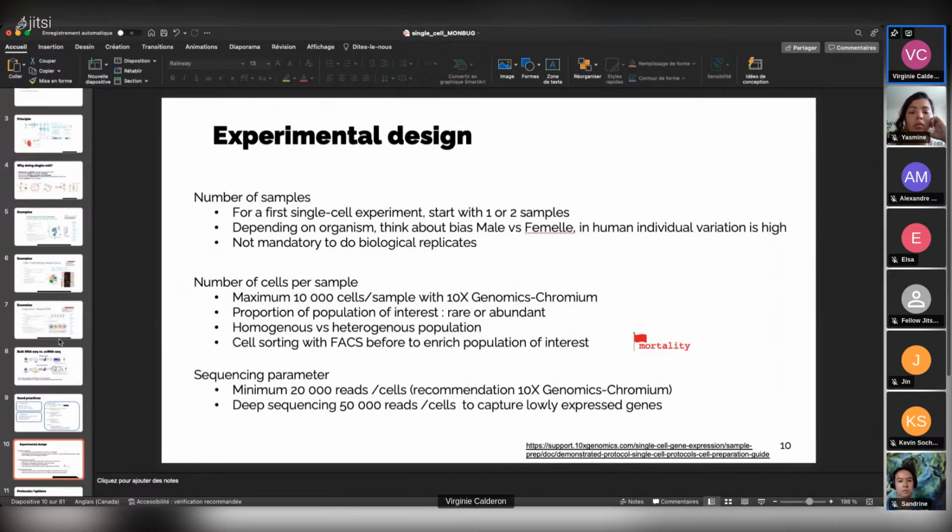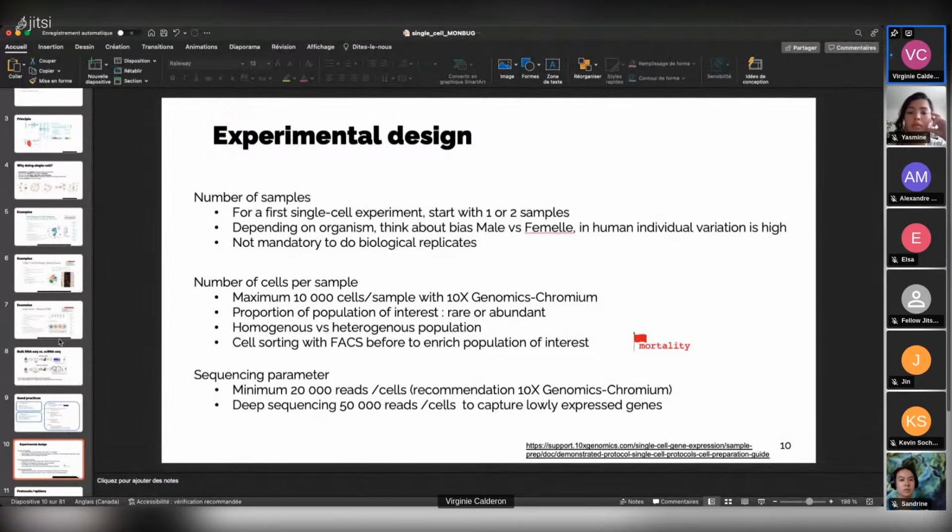This is not a lot, but also you need to think about bias. For example, in human, you have a lot of variation between male and female. So if you are starting to do this type of experiment, you can think about including both samples in the experiment. And also, contrary to other NGS experiments, it's not mandatory to do biological replicates.